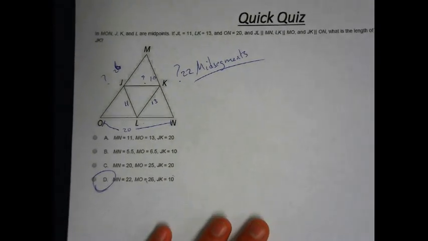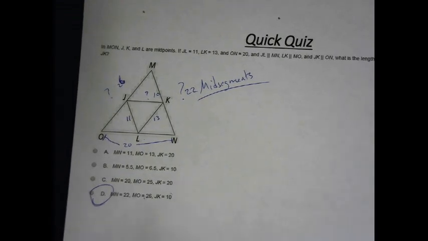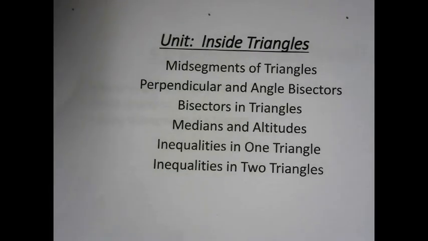Anyway, I'm done. That's all midsegments. Yay! So we now know all about midsegments of a triangle. More importantly, we know there's a lot of stuff that can happen inside a triangle. Okay, so we will continue later with more stuff about what goes on inside, and I'll see you later.